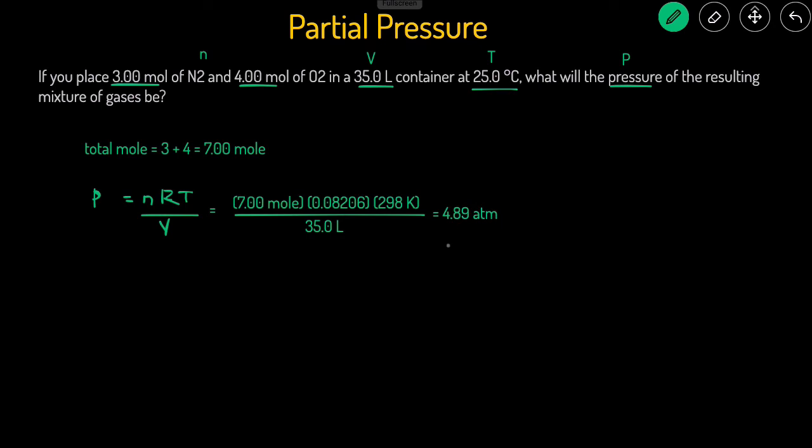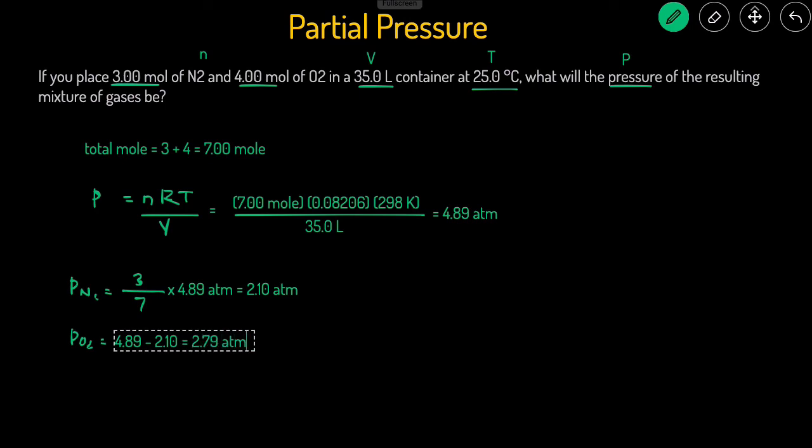Now, if you wanted to figure out the individual pressure of each of the gases, there's two ways we can do it. We can do what we did in the previous problem. So now that we have the total moles and the total pressure, let's say we wanted to figure out the partial pressure of N2. We would just use the mole fraction, 3 moles of N2 divided by a total of 7 moles, times the total pressure, 4.89 atm, which comes out to be 2.10 atm. And then to solve for the partial pressure of O2, we can just take the total pressure, 4.89, and subtract the pressure of the N2, which gives 2.79 atm. That's one way we can figure out the partial pressure of each of the gases.